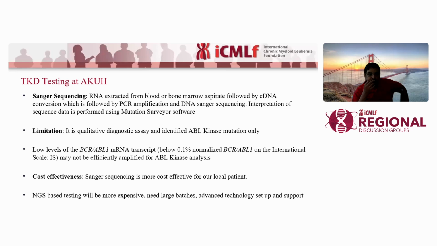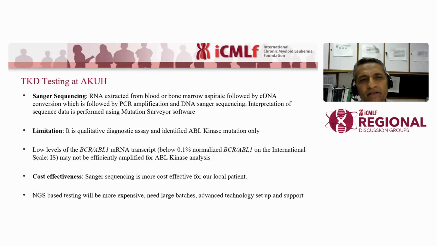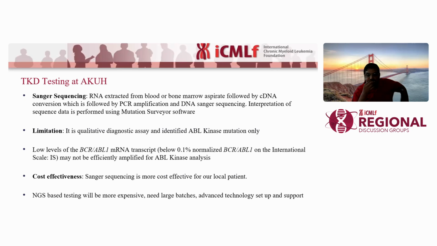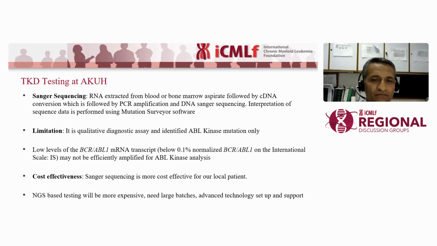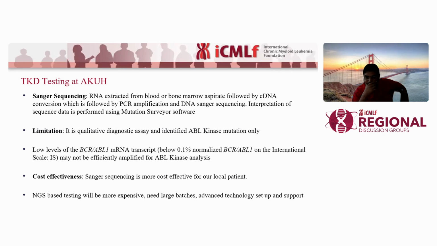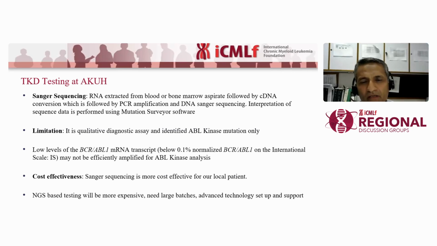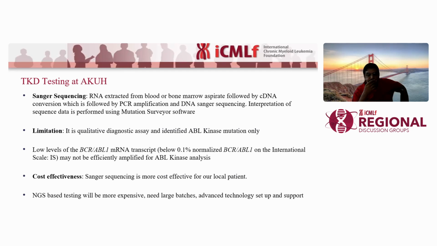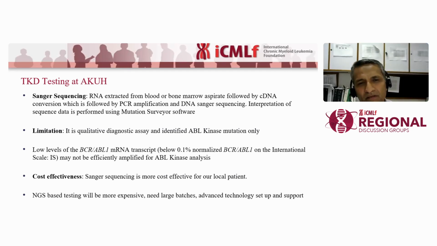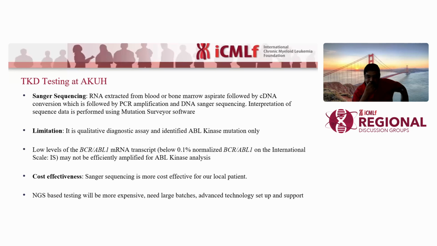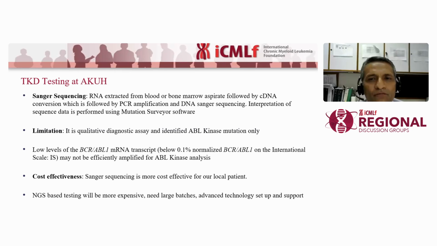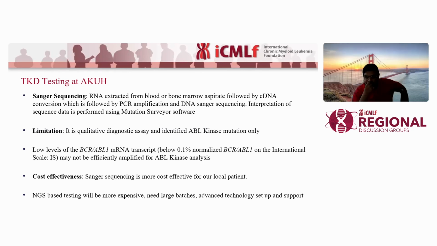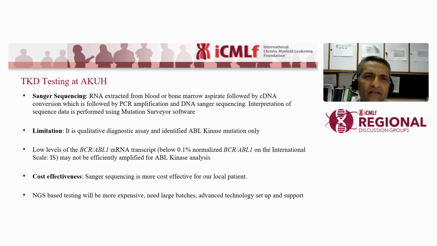In our setup, as I said earlier, we are doing Sanger sequencing, and it's very cost effective, around 10 or $15. Usually the workup is referred from our hematologist or hem oncologist. We extract the RNA from the specimen, either bone marrow, but usually we do it from blood. We synthesize the complementary DNA, amplify by PCR, and then run the sequencing.